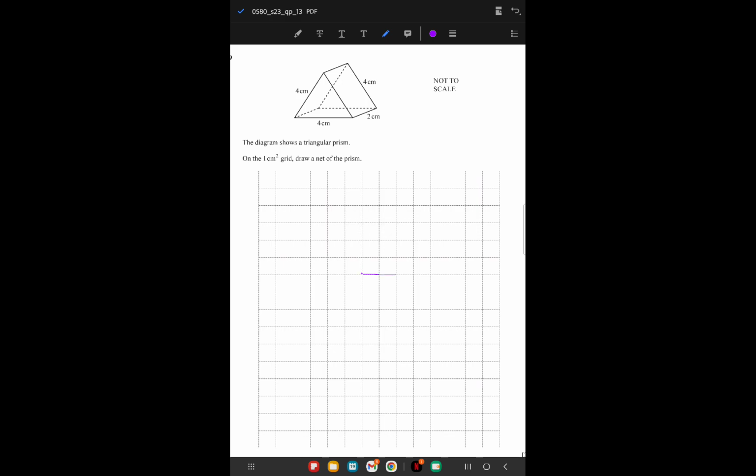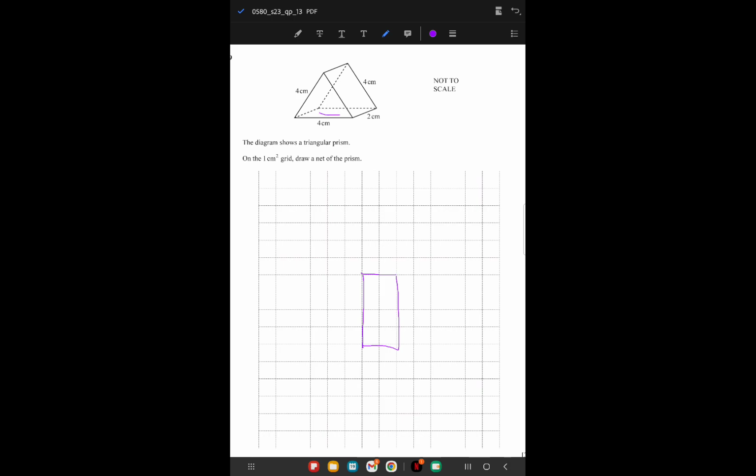Okay, 2 centimeters for one side, and then 1, 2, 3, 4 centimeters going down. Ooh, yeah, this is going to be tough, but we'll try. And then we're going to have the little rectangle meet like that. Now, obviously, when you're drawing in the exam, remember to use a ruler so that your lines are perfect.